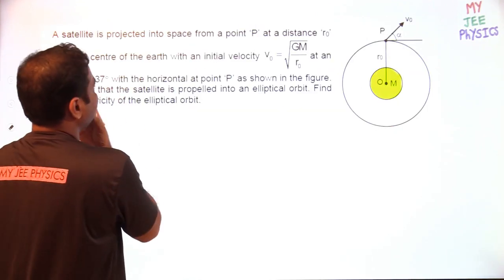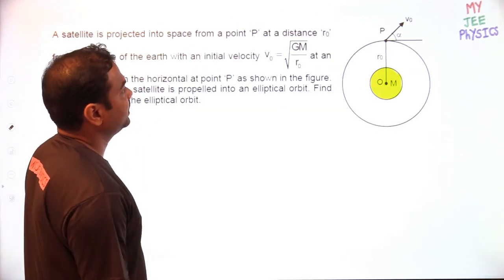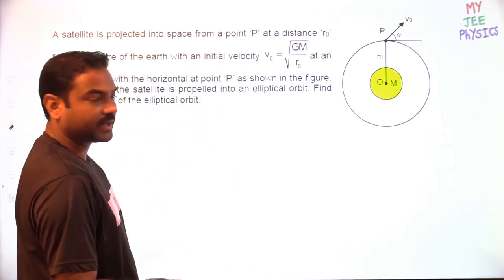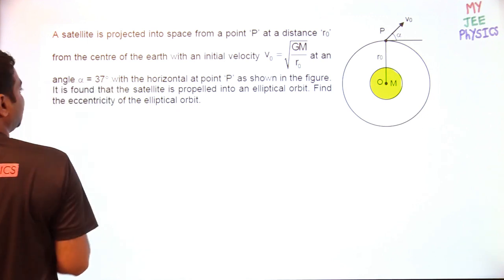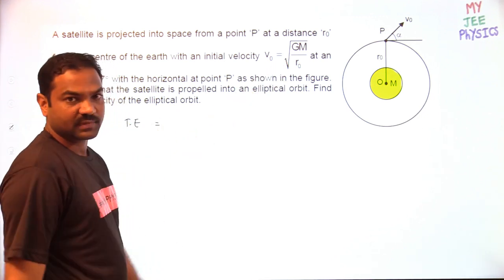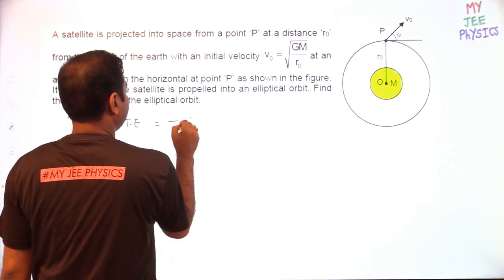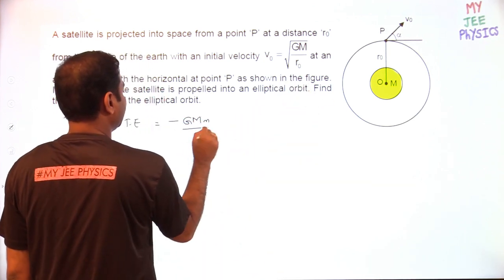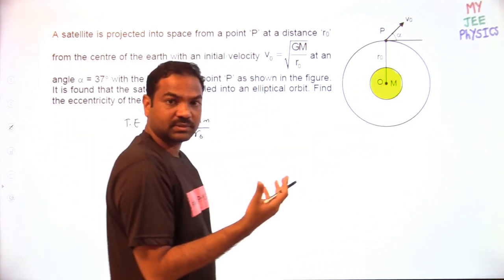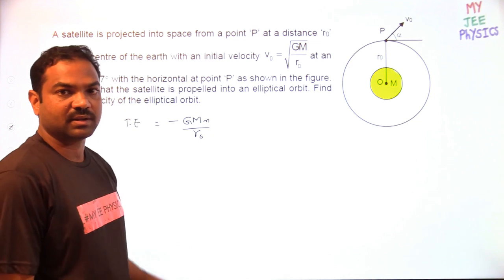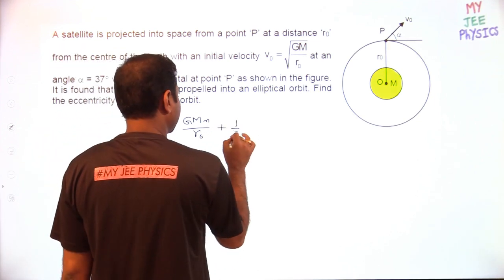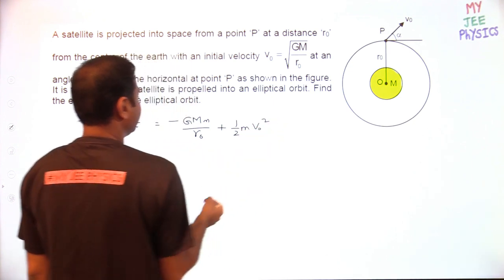Now a satellite is projected into space from a point P at a distance r0 from the center of the earth with initial velocity v0 as given. Now what is the total energy of the satellite? Let us see the total energy value at that place. So minus GMm by r0 is the potential energy, because the satellite and earth center are separated by distance r0, minus Gm1m2 by r, that is the potential energy, plus kinetic energy is half m v0 square, because v0 is the velocity we are giving.